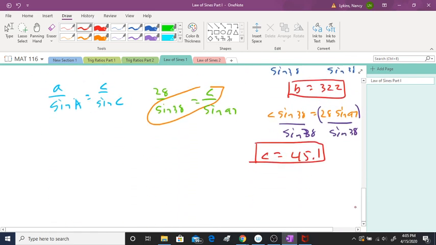So like I said, go back, repeat this over and over so you can get the hang of it, and then be looking out for my second part of the law of sines. Instead of giving you two angles and one side, I'm going to give you one angle and two sides.